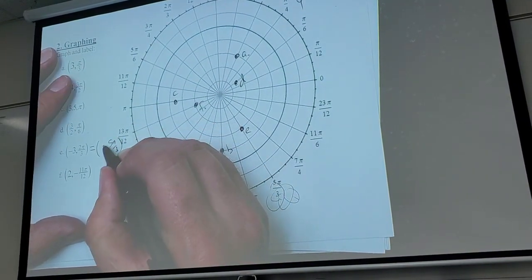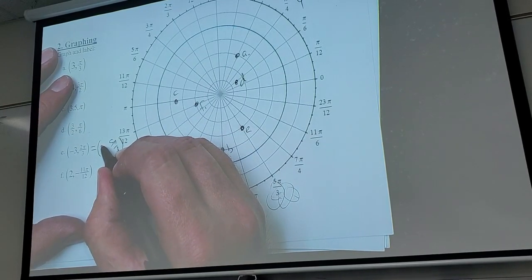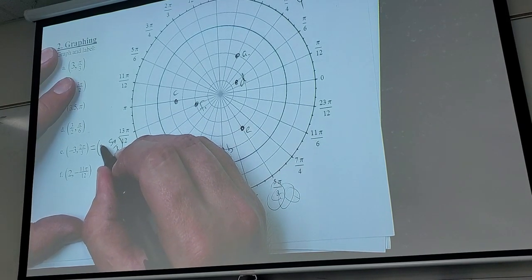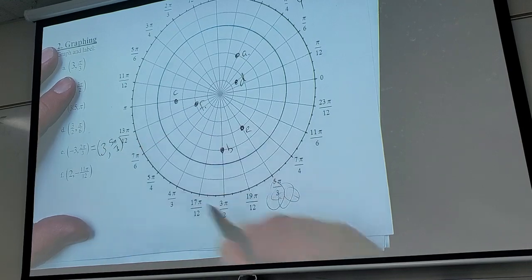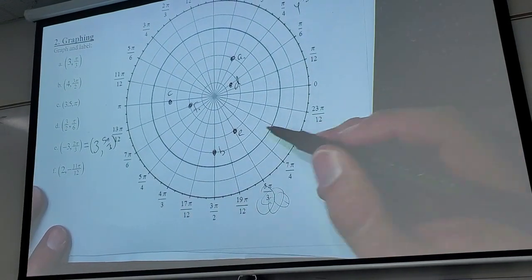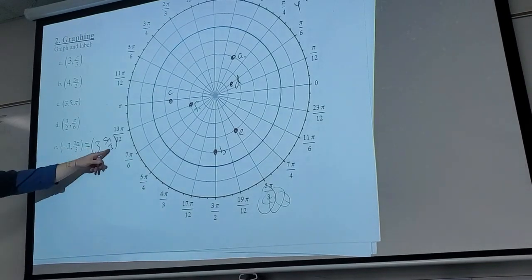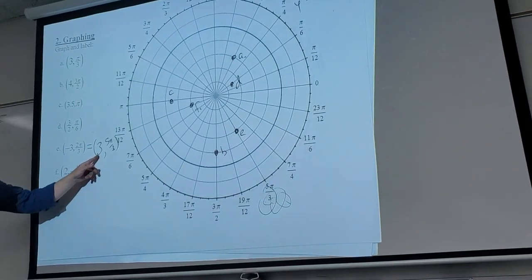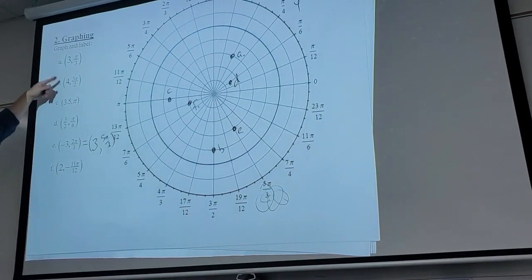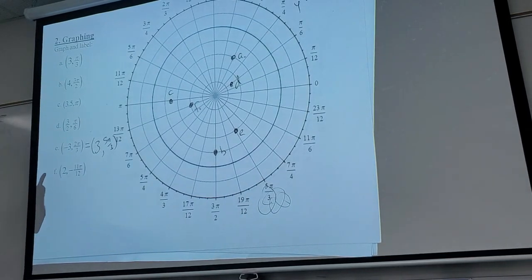And of course, then I would walk. If I face 5 pi over 3, I'll walk 3. Right? So instead of facing away from 5 pi over 3 and going backwards, I could just face 5 pi over 3 and go forwards. Couldn't I then rewrite each of these with a negative r the same way? Yeah.